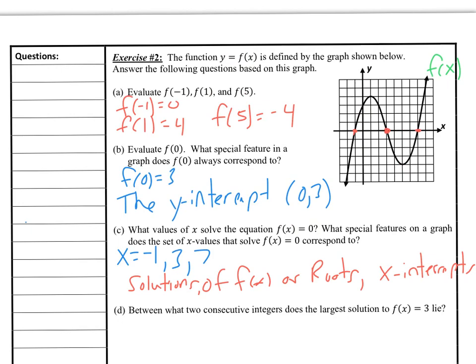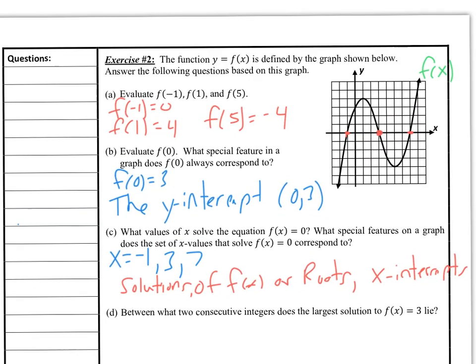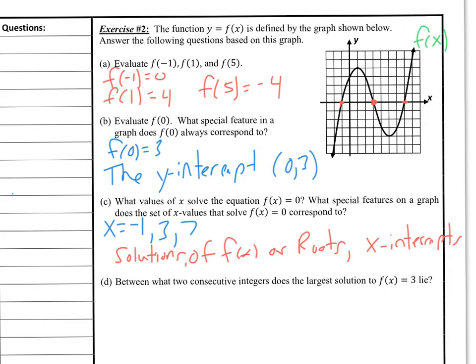Almost there. Between what two consecutive integers does the largest solution of f of x equals 3 lie? So f of x equaling 3. Between what two consecutive integers does the largest solution lie? So we're going to start by graphing the line y equals 3. It's probably the easiest way of doing it. So 1, 2, 3 is right here.